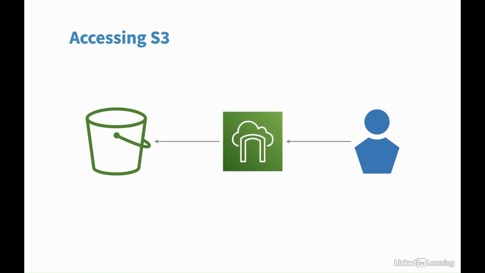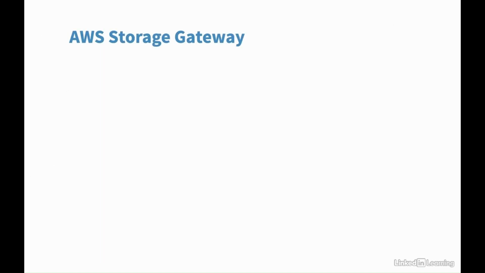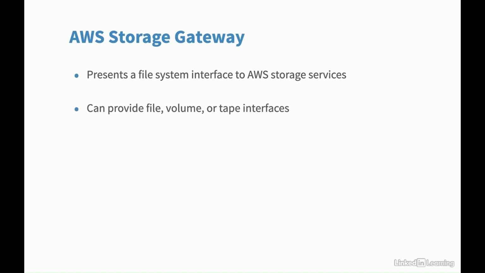Storage Gateway is a software appliance you can place in between your data source and S3. Storage Gateway acts as a go-between, presenting a file system front-end to S3 and Glacier Storage. It can be configured to provide file, volume, or tape interfaces. Storage Gateway is smart and will cache hot data locally, so you don't have to go all the way to S3 each time you access frequently used data.